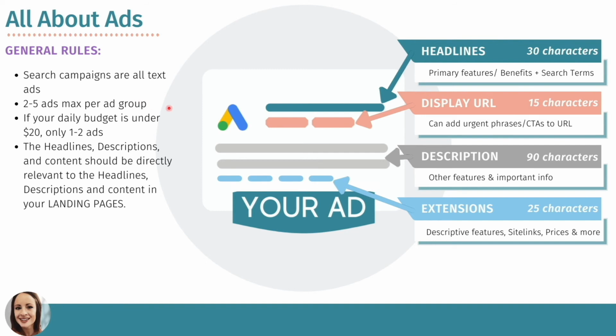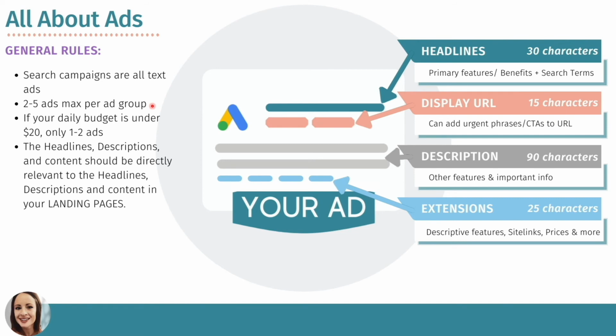2 to 5 ads max per ad group. You don't want to have this excessive list of ads. You want a focused list of ads, especially when you're first starting, and then you want to monitor them so that you can pause ones that aren't performing well and have the one that is performing well up and running. And it's not that hard to determine what is performing well. You don't want to have too many ads. It's going to be difficult to focus on, and honestly, it's really not going to be that helpful to you. So 2 to 5 ads max per ad group.